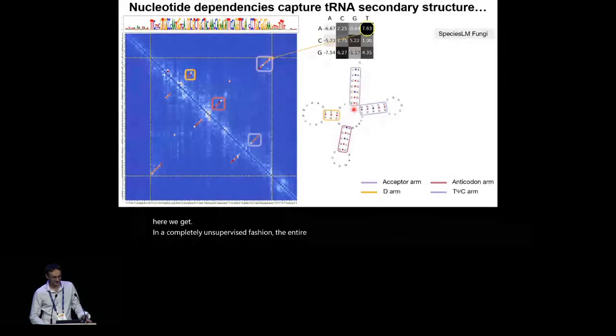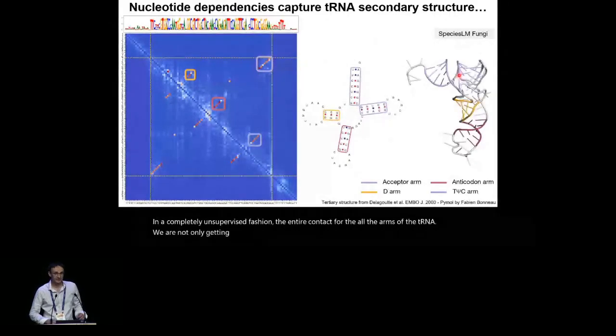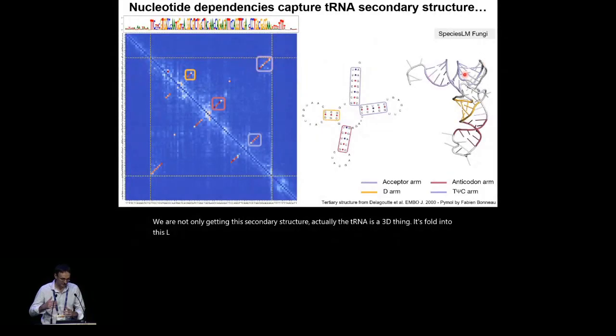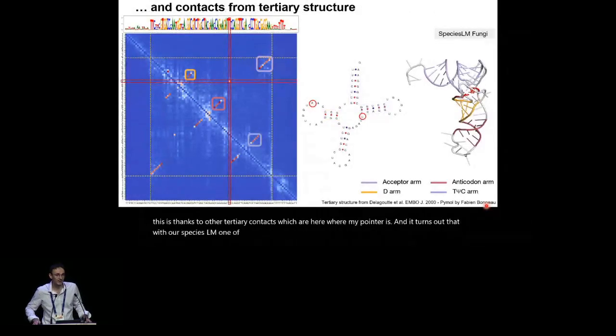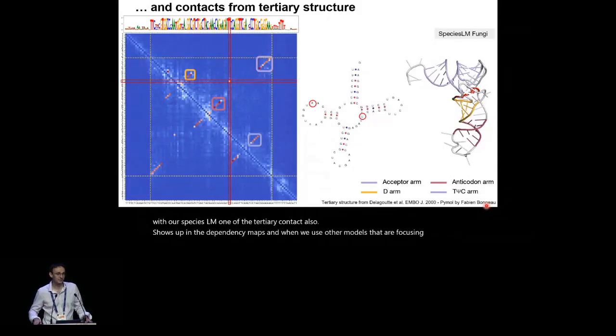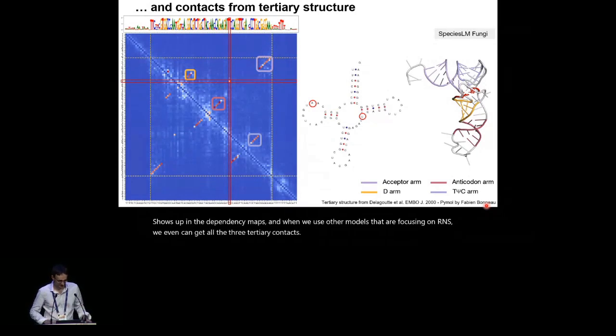We are not only getting this secondary structure; actually the tRNA is a 3D thing. It folds into this L-shaped molecule, and the L-shape is important for the tRNA to fit into the ribosome, and this is thanks to other tertiary contacts, which are here where my pointer is. And it turns out that with our species LM, one of these tertiary contacts also shows up in the dependency maps. And when we use other models that are focusing on RNAs, we can even get all the 3 tertiary contacts that then completely solve the structure.